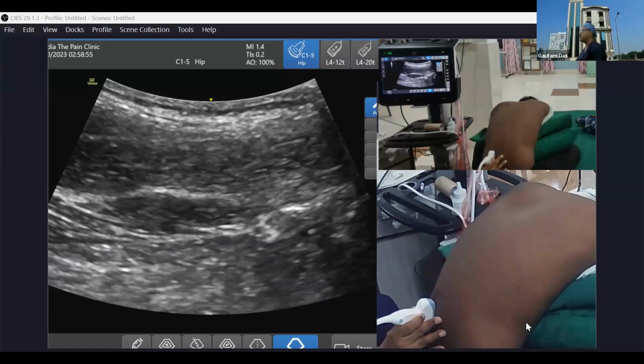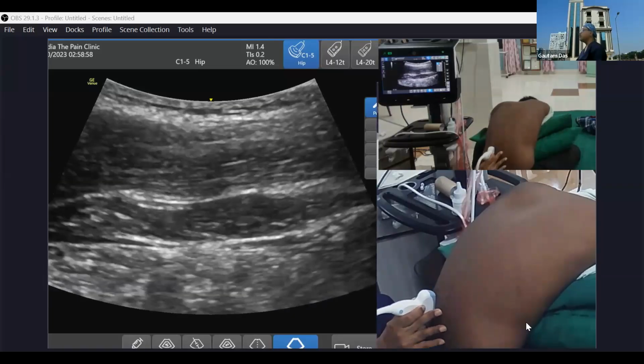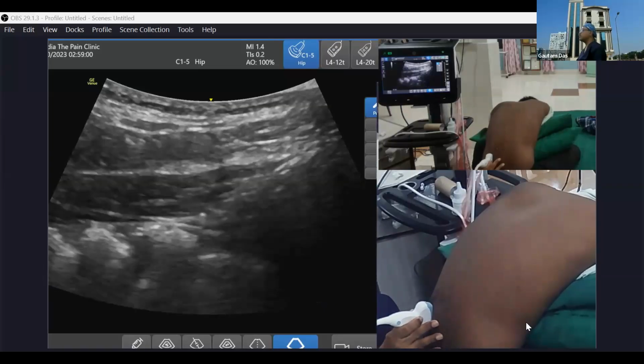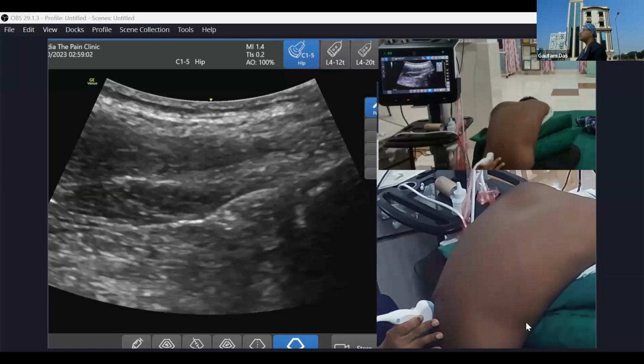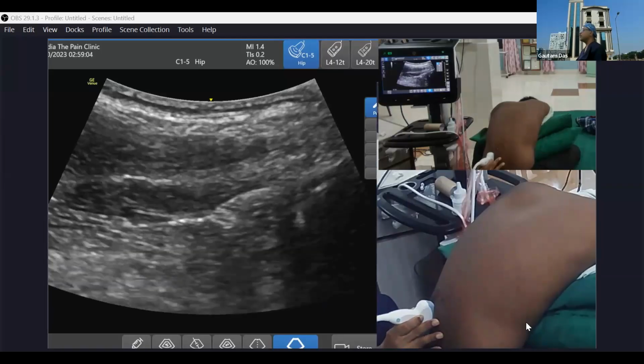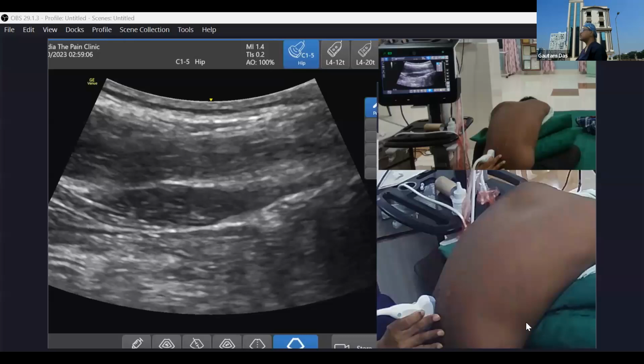And you see, if I go above, the psoas is thinning out. If I go below, the psoas is a little bulkier. See, psoas here is bulkier. And if I go above, psoas is less. Here, psoas is bulkier.